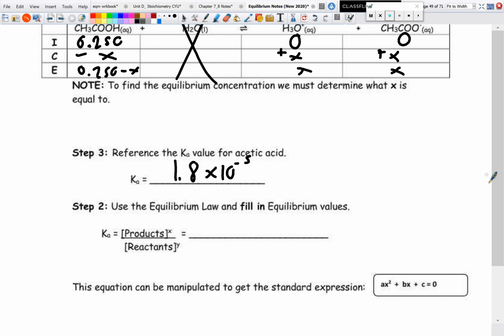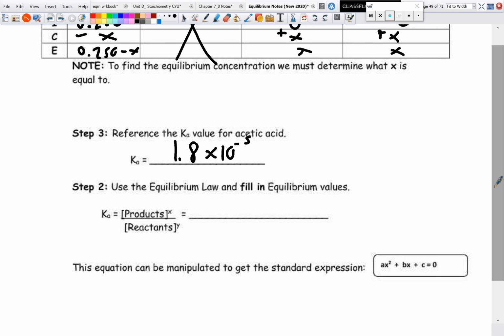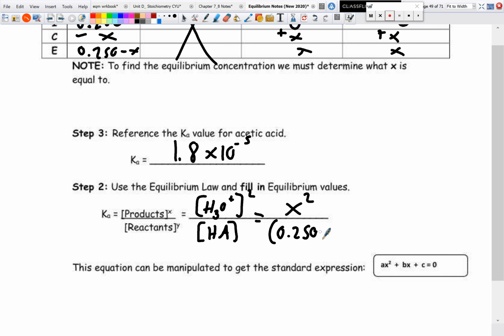Then of course we can fill out our equilibrium law. So we know in our top we're going to have hydronium squared all over HA, and filling this out, that means we get x squared over, in the bottom, 0.250 minus x, and that is equal to 1.8 times 10 to negative 5.